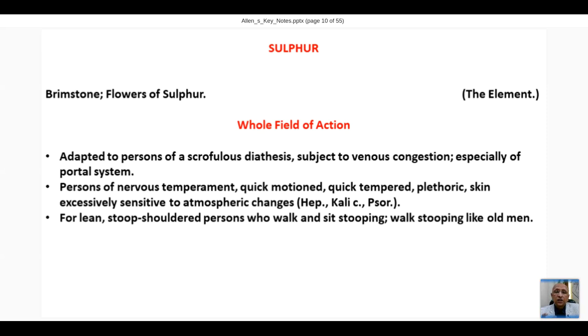Persons of nervous temperament. Nervous temperament means what? Because nervous, when we use the Marathi language, we generally consider it as depressed. But nervous is not like that. Nervous means, in materia medica and in repertory, when we use this word, it means on the tip of their nerves. They are sensitive. They are quick to react. They are quick tempered. They are quick in motion, alert. This is the sulfur. Plethoric, full of blood. Skin excessively sensitive to the atmospheric changes. So there are a lot of changes which happen. Suddenly reaction happens over there.